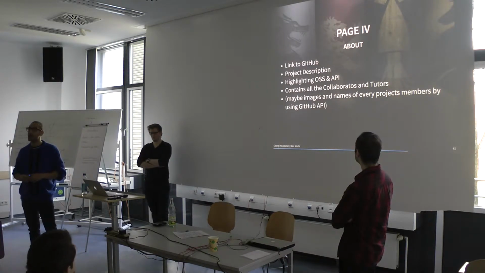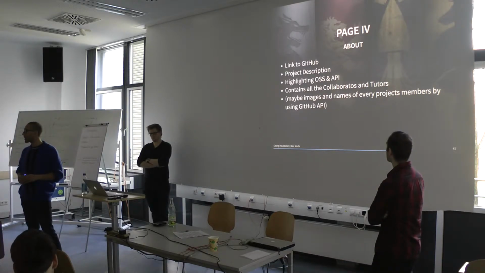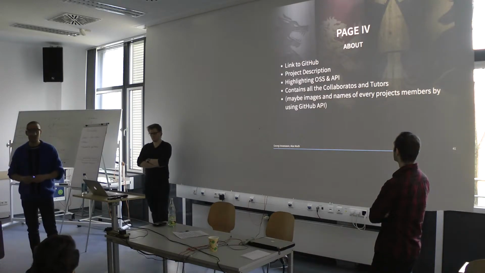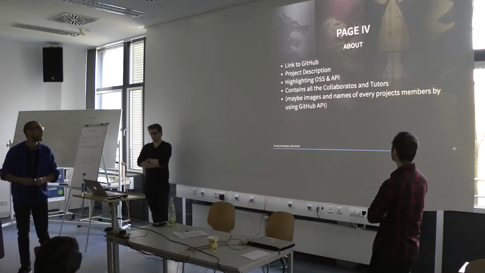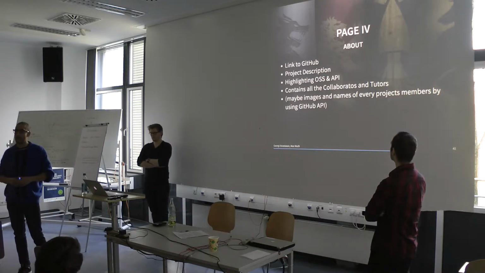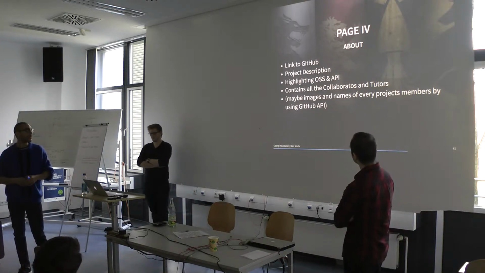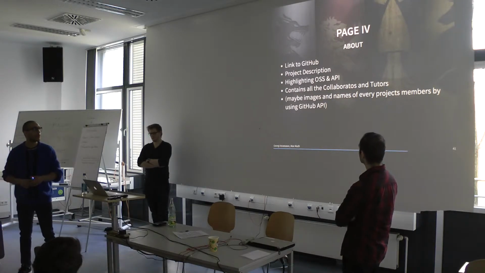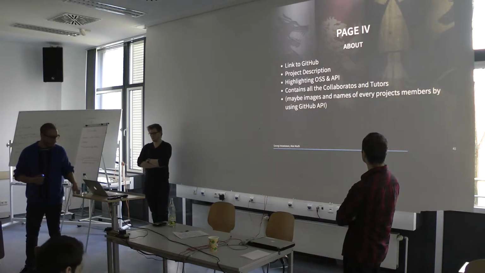And we come to the last page. It's the About page. We're going to have the link for our projects on GitHub. We're going to have the collaborators and tutors. And we're going to have highlighting of the APIs. Also, one idea, nice to have, is to fetch the images and the names from the project through the GitHub API.